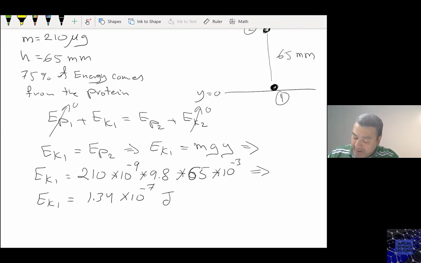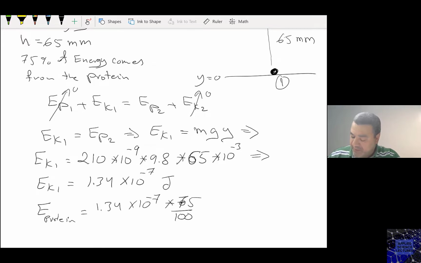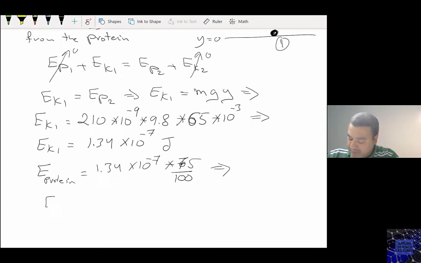Now, 75% of this energy is coming from the protein. This means the energy from protein equals 1.34 times 10 to the power minus 7 times 75%, and the energy from protein is 1 times 10 to the power minus 7 joules.